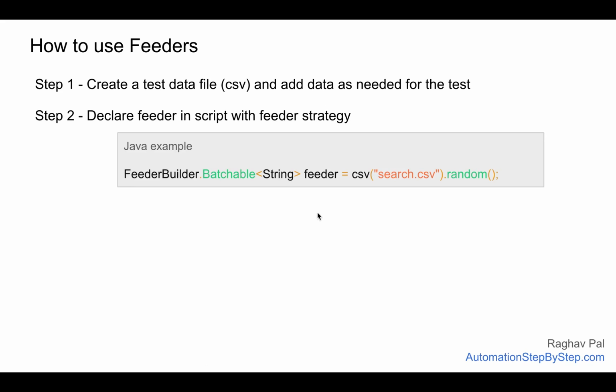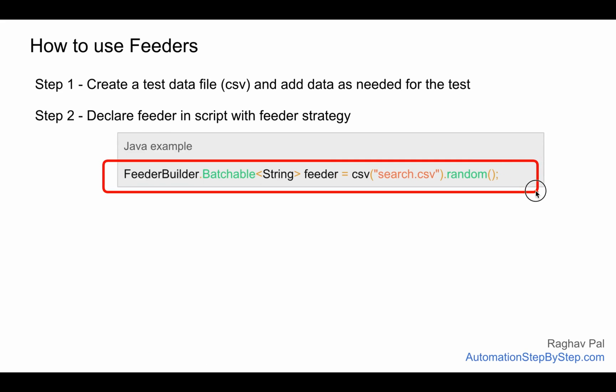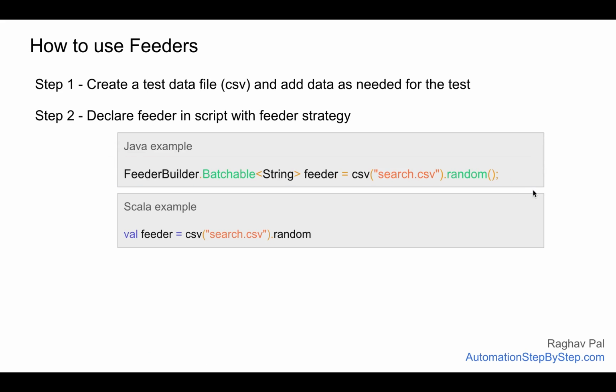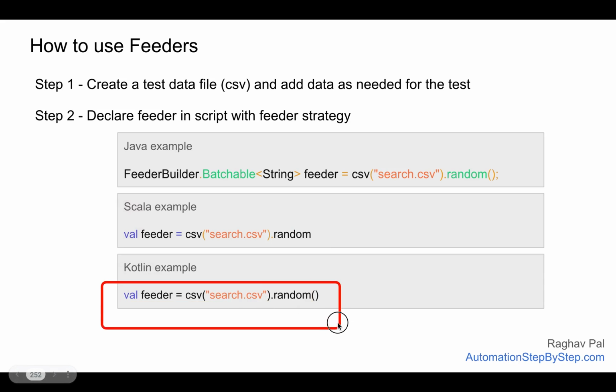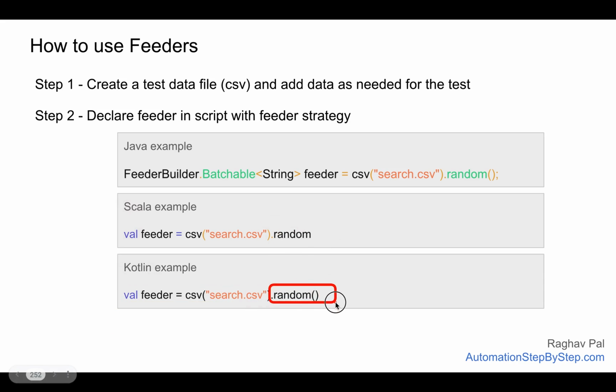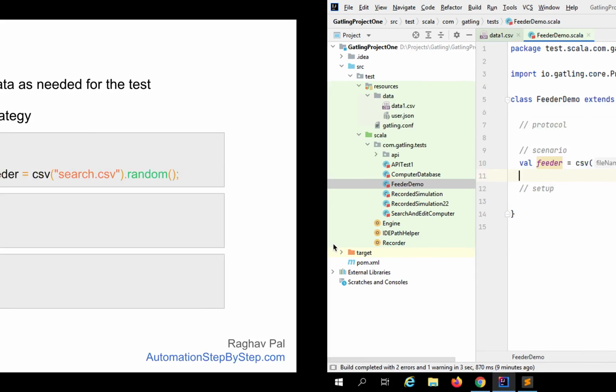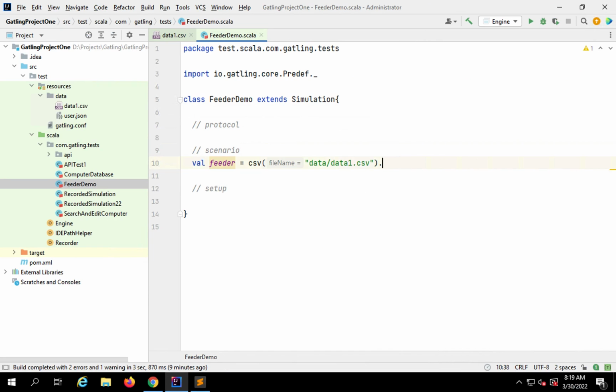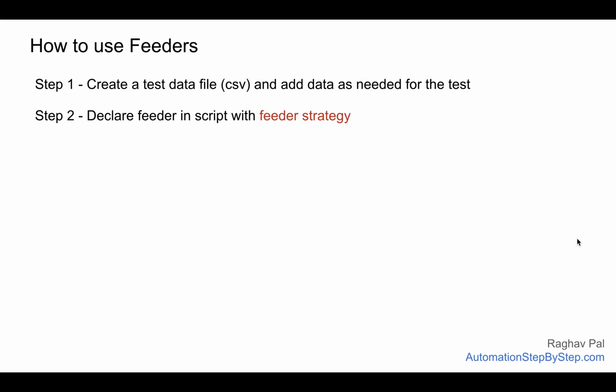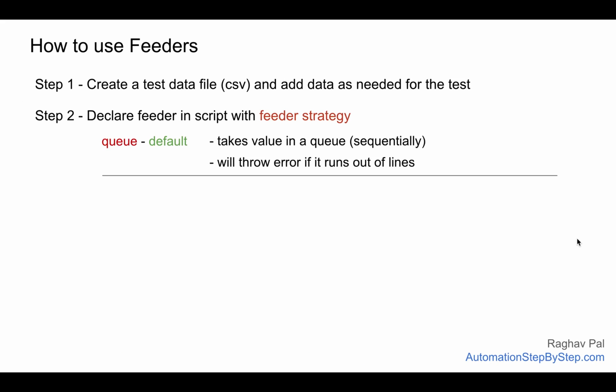Now in case you are using a Java class, you can do the same thing using this line or this command. If it is Scala, this is what I have used, and if it is Kotlin, this is what we will be using. You can also see here we have this .random. This is a feeder strategy, so I will tell you about the feeder strategies. You can just say dot and give some feeder strategy like random. We have different feeder strategies. We have queue, which is default. That means if you do not mention any strategy, it will be used by default.